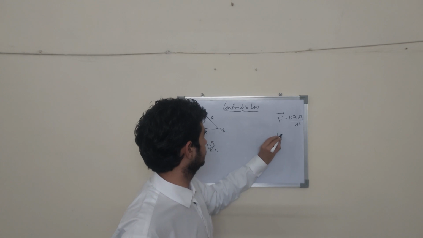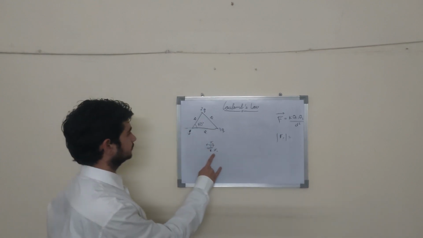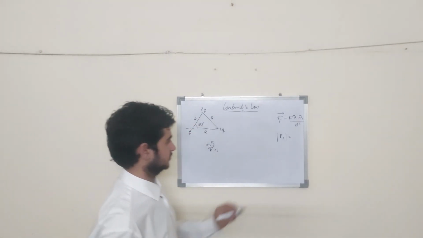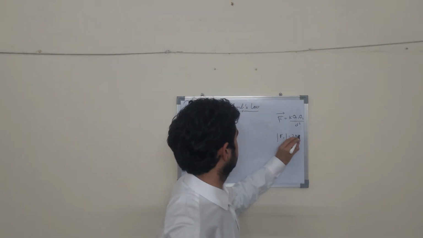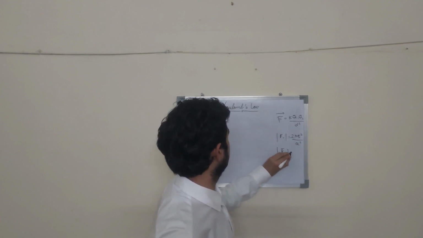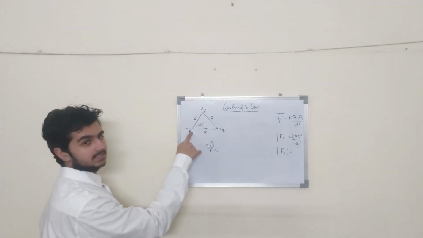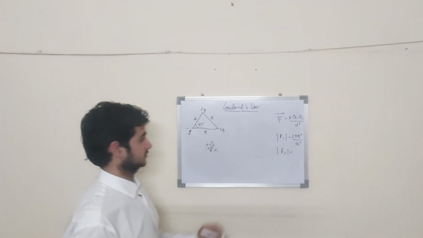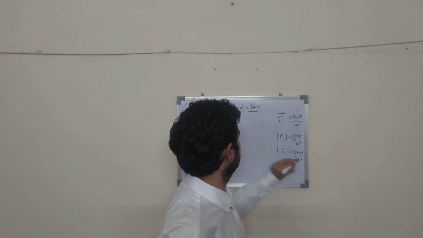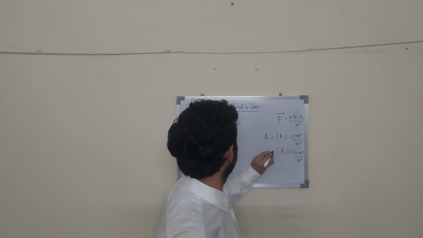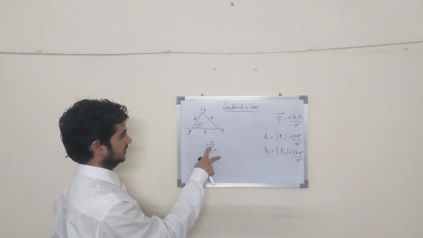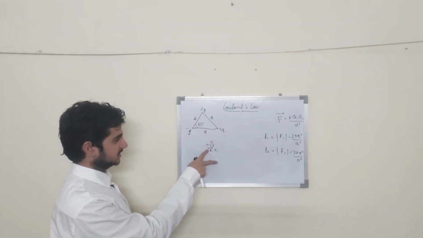You know the value of F1, which is K into 2Q into Q upon A square, so 2K Q square upon A square. And the magnitude of F2 is K into Q into 3Q upon A square, so this is 3K Q square upon A square. So we know the two vectors, and we know their angle, which is 60 degrees.